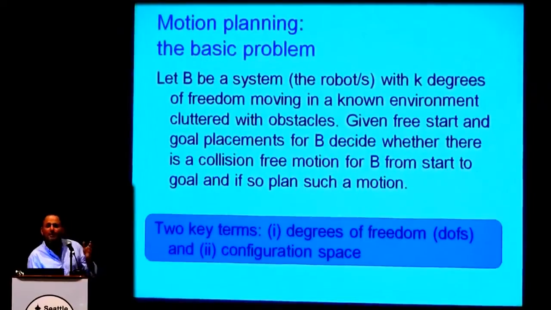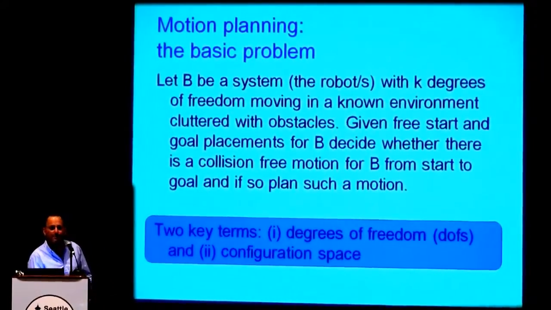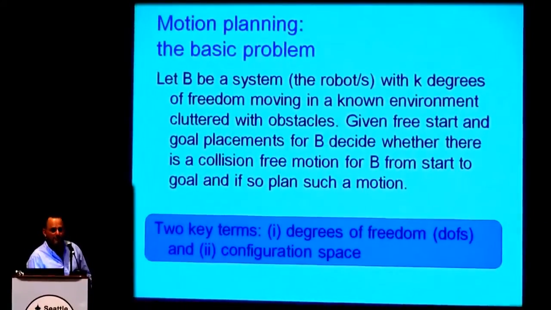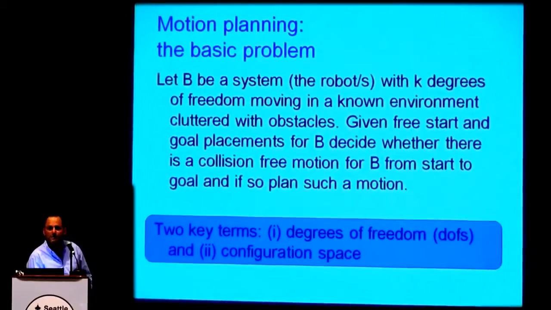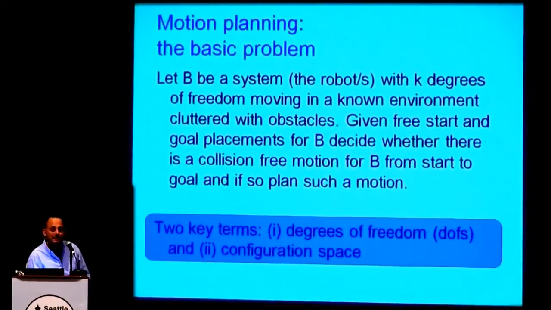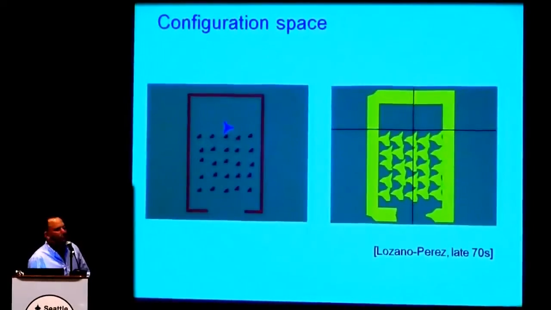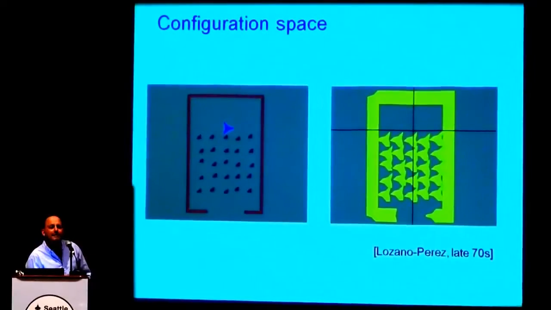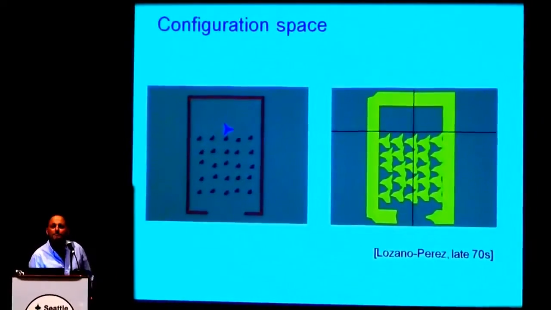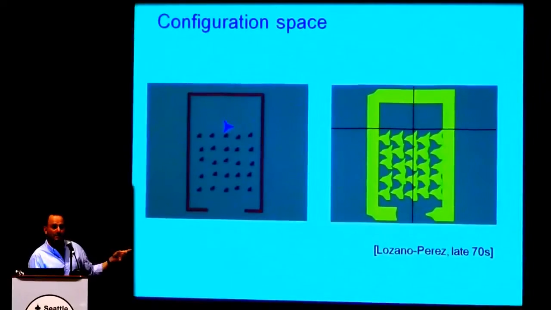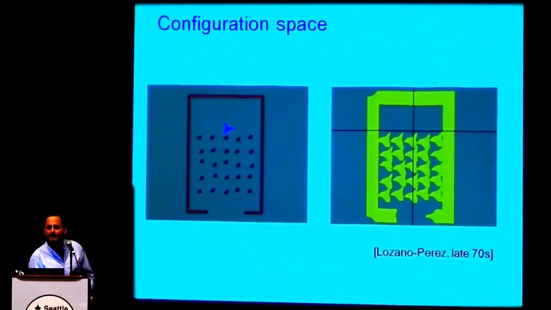And you don't have to know much in order to follow my talk. You probably need to know these 2 terms. The degrees of freedom. When I talk about many robots, the number of degrees of freedom will be the sum of the degrees of freedom of the individual robots. And you have to know what configuration space is. This is where we study motion planning problems. We shrink the robot to a point, and in return, we compensate by expanding the obstacles. And the dimension of the configuration space is equal to the number of degrees of freedom of the system.